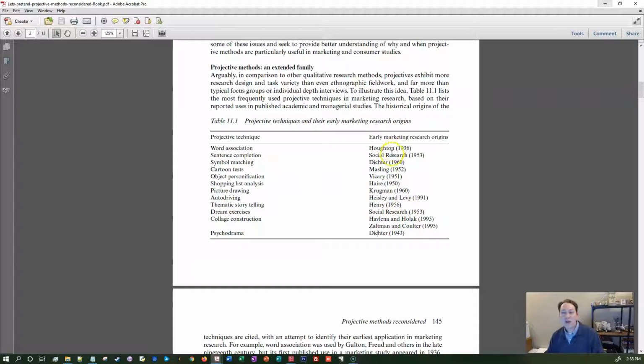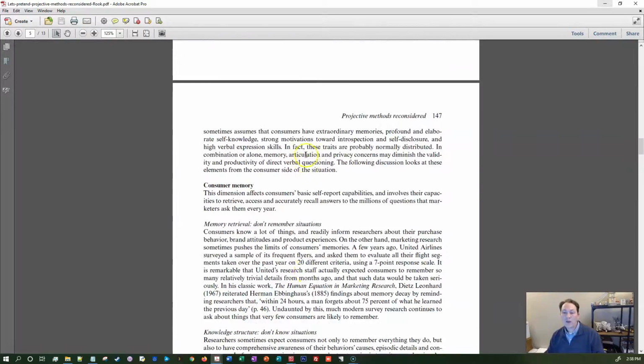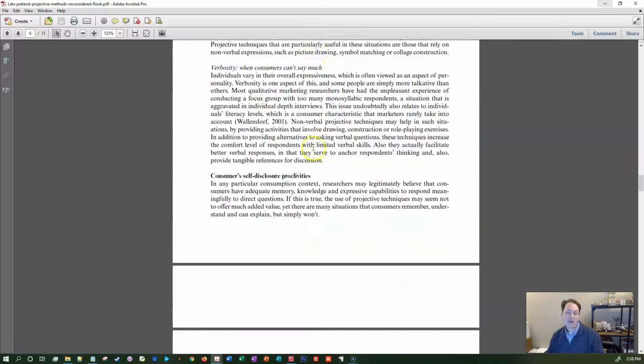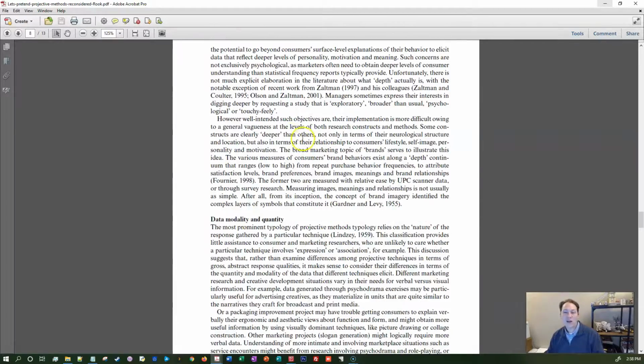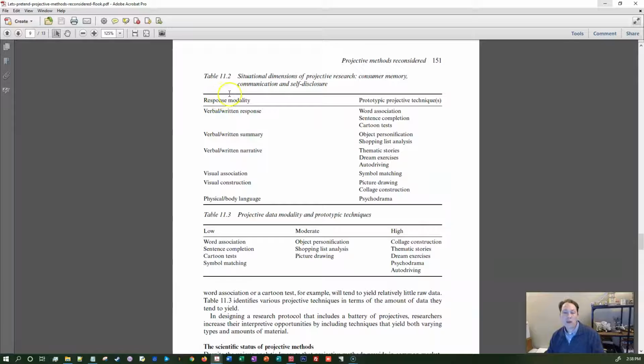But some of the other things like word association or thematic storytelling or psychodrama come from a different era, and so in some ways they might need to be updated if they're going to be used, rather than used in a classical sense, because the culture has changed so much since then. So this arms you with a lot of good information about how to use these techniques and how to define them and categorize them. A couple of other useful tables that are in this, which again, read these tables and then go back and read the text.